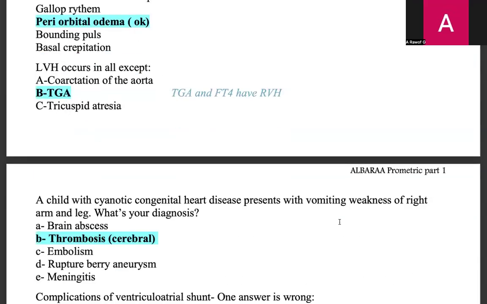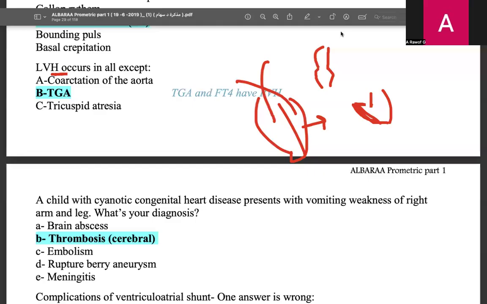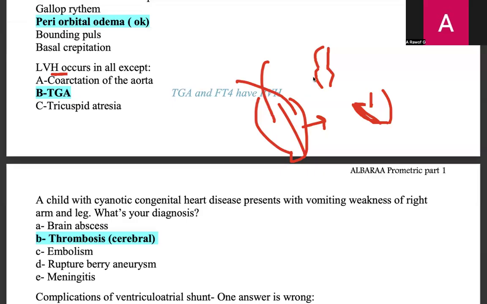Left ventricular hypertrophy occurs in all except coarctation of aorta. Let's do some drawing now. Coarctation of aorta means there is narrowing of the aorta, so the left ventricle has to work harder, which will make it big.